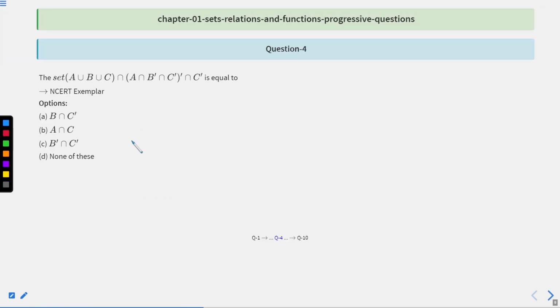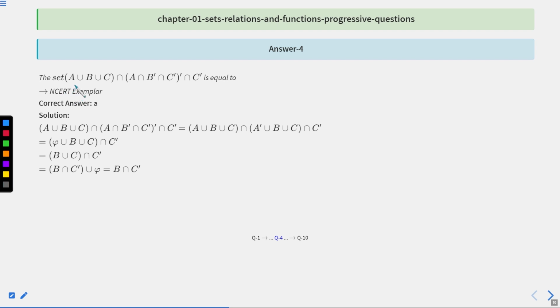Now let's come to question number 4. This set is equal to (A ∪ B ∪ C) ∩ (A ∩ B') ∩ C', the whole complement intersection C'. Now (A ∩ B')' can be written as A' ∪ B ∪ C, right? Intersection C'.